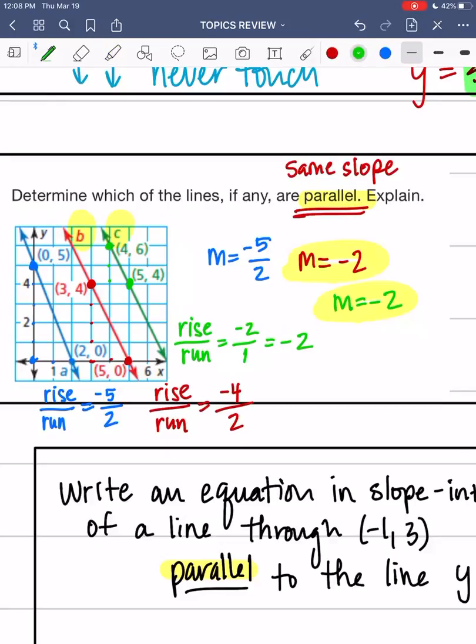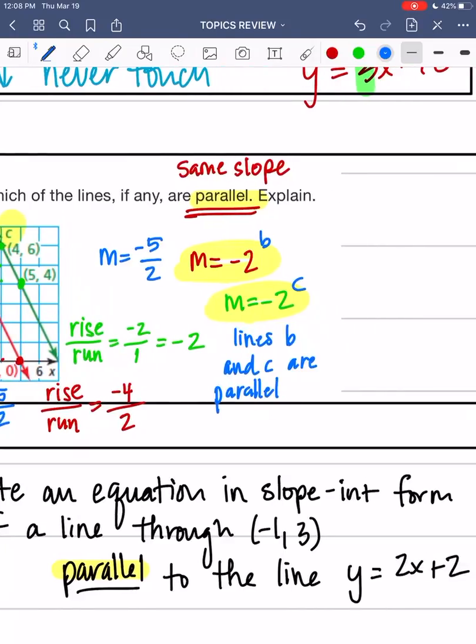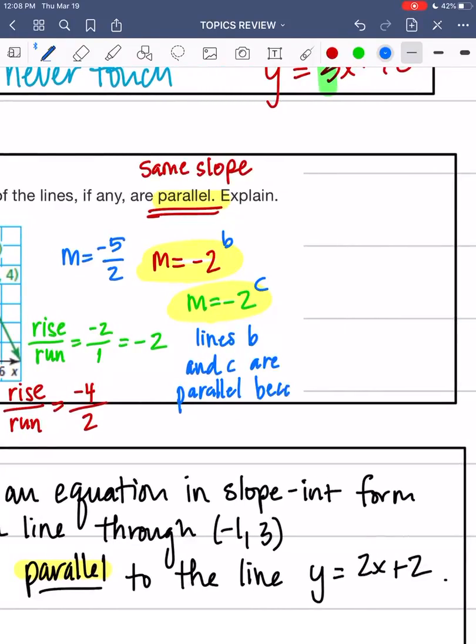So we can say, I'll write it in blue, lines B and C are parallel because they have the same slope. Boop, boop, ciao. Cool.